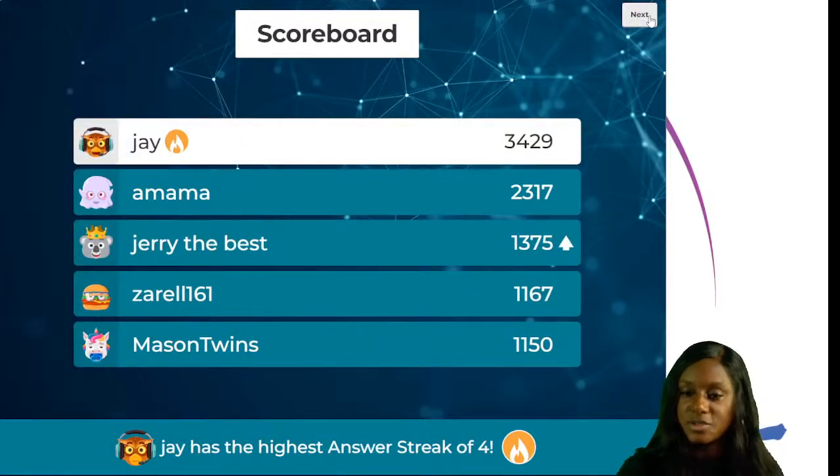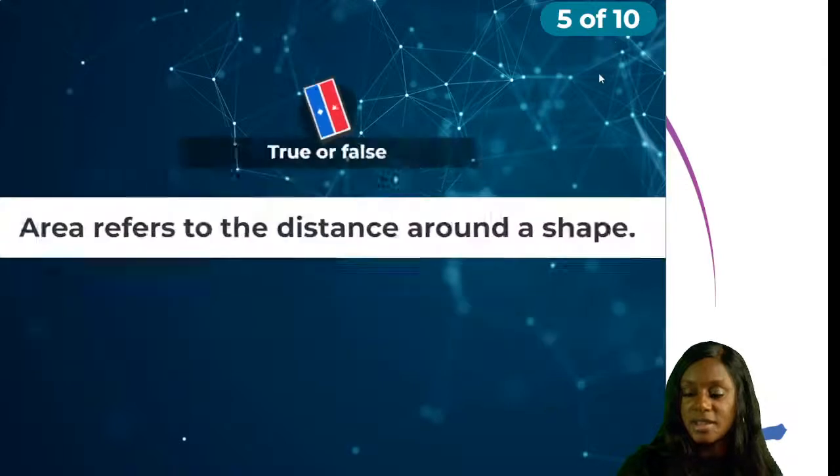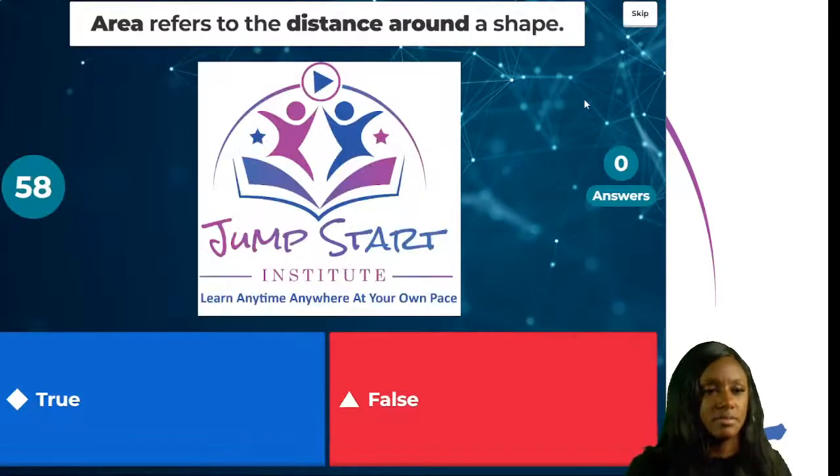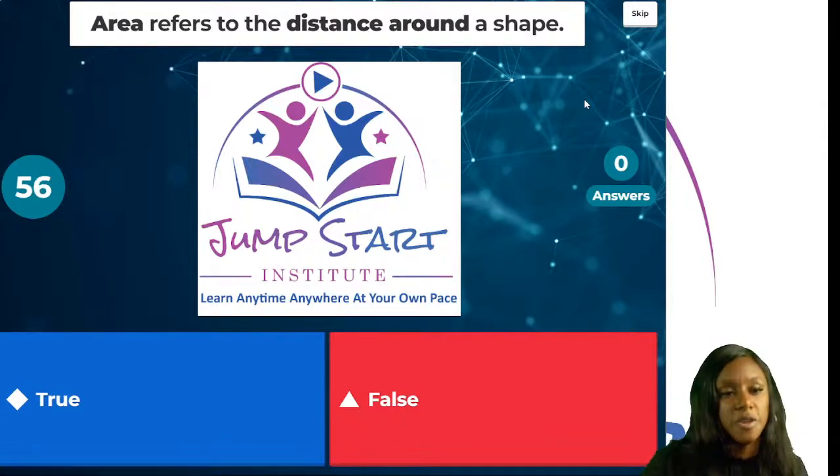Okay, I see you, Jay. I see you, Amara. Excellent. Next question. This one is straightforward, so you can answer that. Area refers to the distance around a shape. Is that true or false?